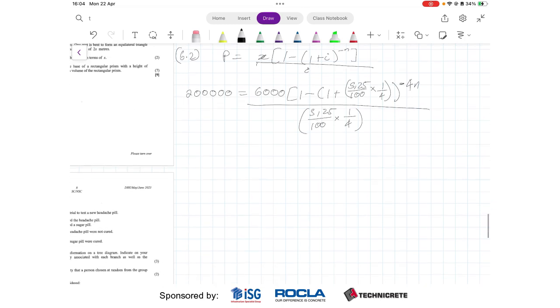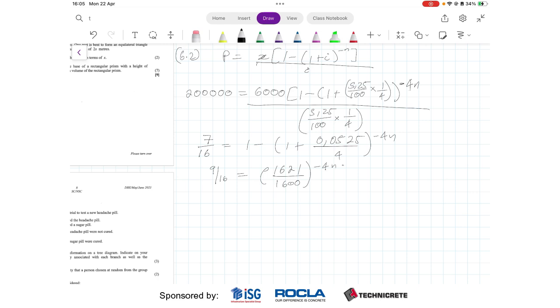If you do your math right, this should end up giving you something that looks like 7 over 16 is equal to 1 minus 1 plus 0.0525 divided by 4 to the power minus 4n. Again, doing your math right, this should be 9 over 16 is equal to 1,621 divided by 1,600 to the power minus 4n.